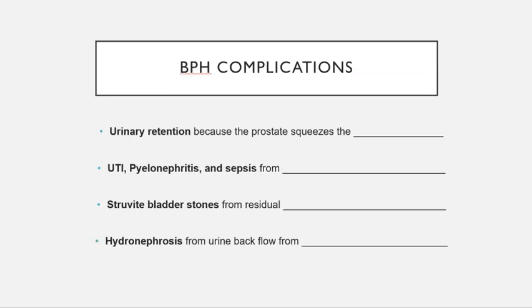They also may have a UTI, pyelonephritis, or even sepsis from urinary retention and bacteria growth. Struvite bladder stones may happen from the residual alkaline urine in the bladder. And lastly, hydronephrosis from urine backflow from the urinary retention.